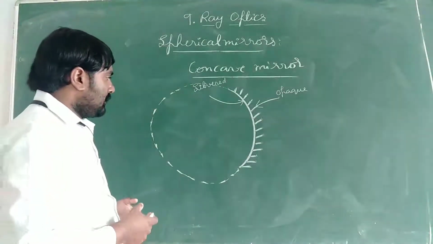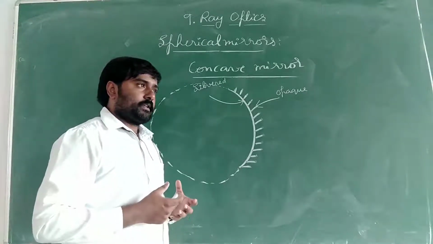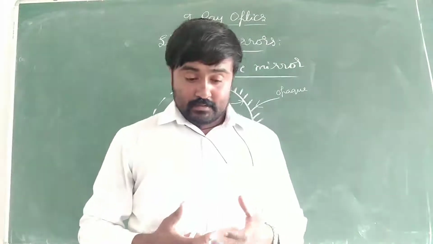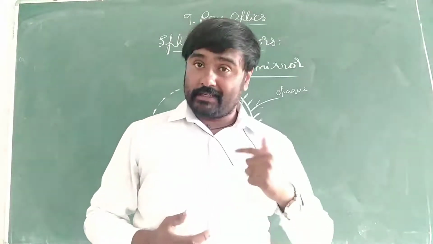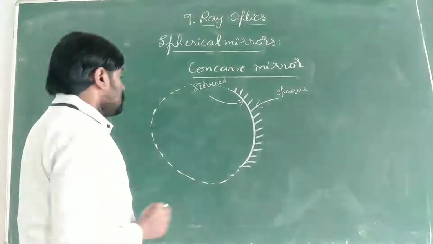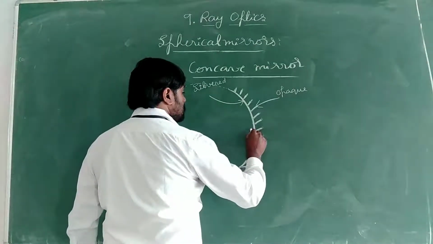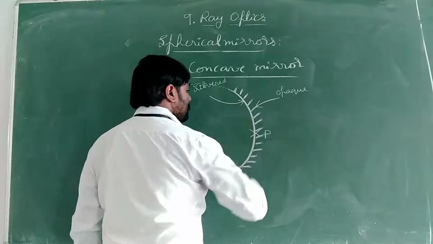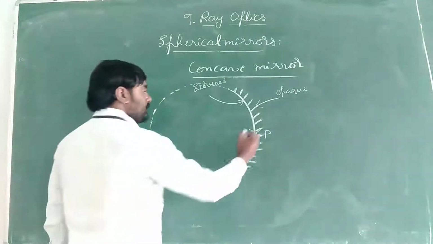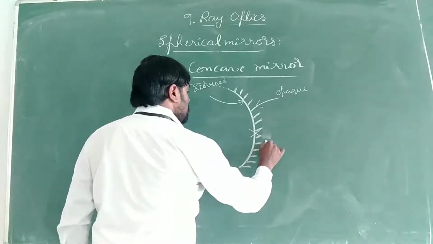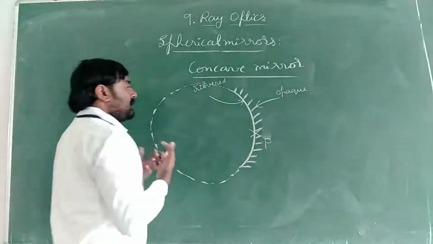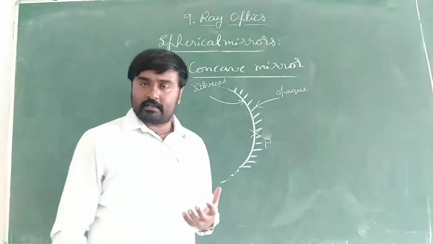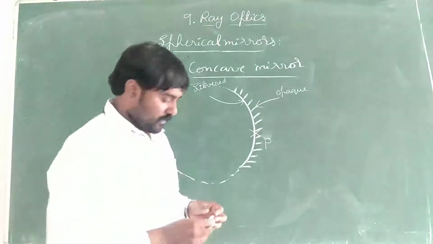Now let us discuss some very important terms connected with the spherical mirror. The first one is the pole. So this is the pole. Pole means the center of the reflecting spherical surface. The center of the reflecting spherical surface is called the pole.